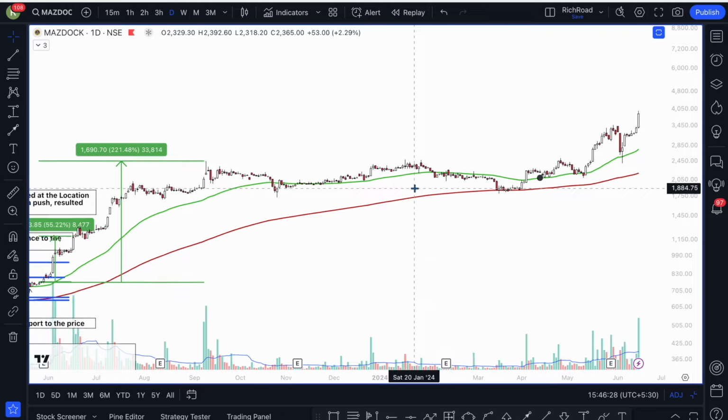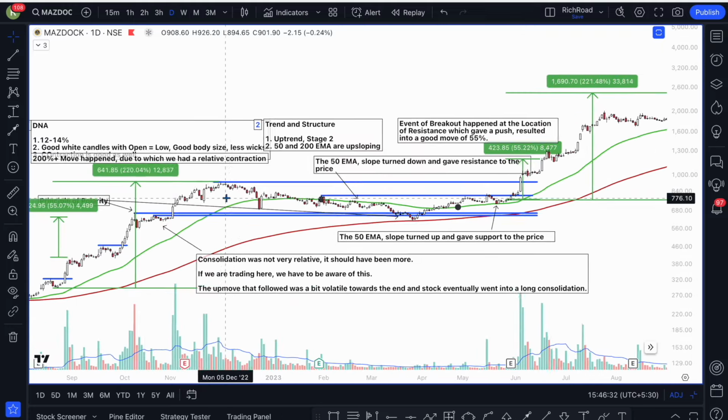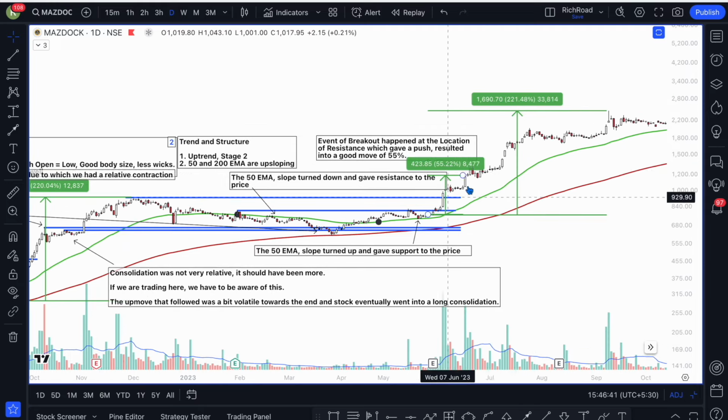So now your job is to figure out why this expansion happened. You know the reason. You have already written it, right? The breakout happened at the location of resistance, and the resistance was getting old. It was a big range here, and you broke above that, so the DNA at work, 220%. You will have more clarity on this after lecture number 10. But for now, you'll have to just stay with that.